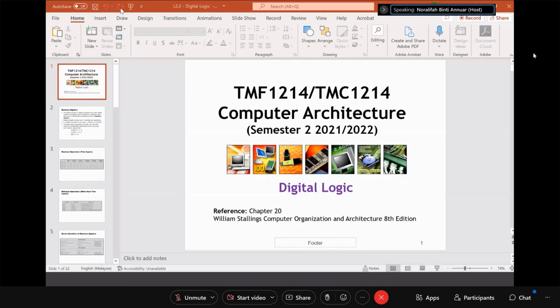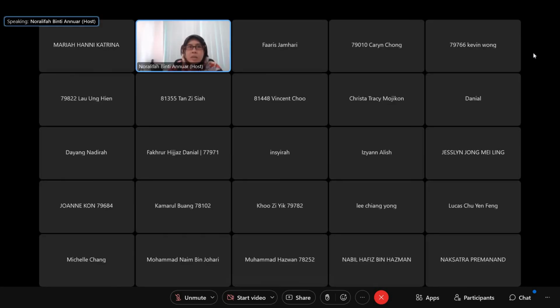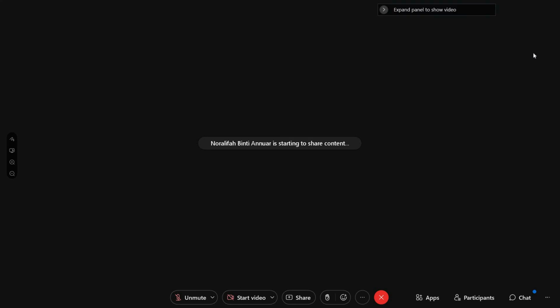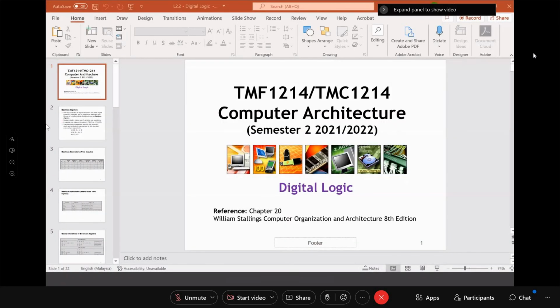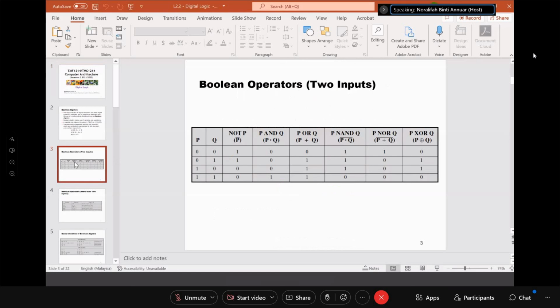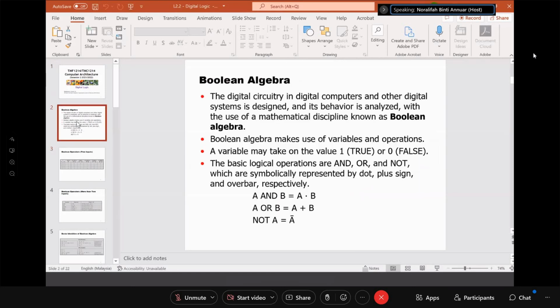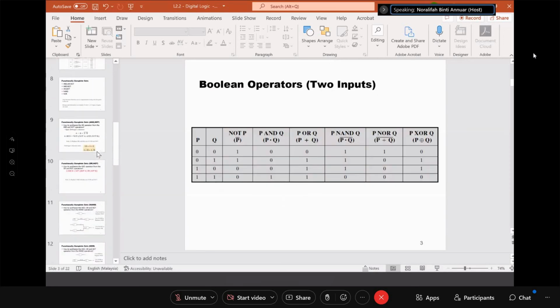Okay, let's stop sharing this. Okay, just a little bit on digital logic, sikit je. Nanti yang the rest ni you kena tengok Dr. Johari punya. Yang saya nak explain this part saja. Okay, you ada AND, OR dengan NOT kan? Yang ni pernah kan belajarkan AND, OR, NOT. Okay. Dia punya the logic dia macam ni.